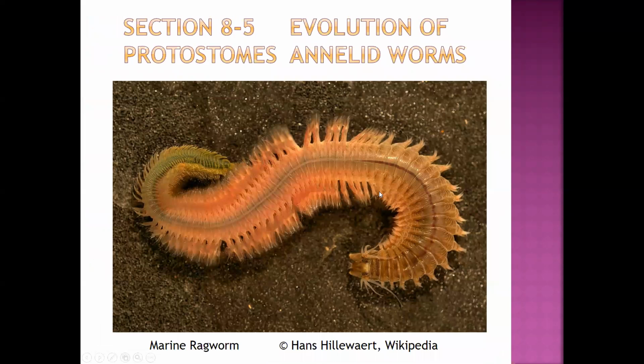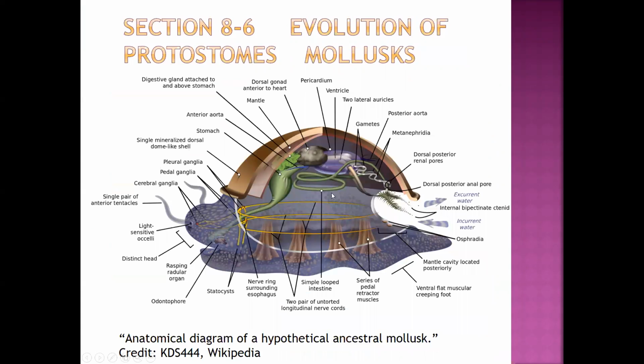Then we'll focus on three of the major classes of invertebrates. First, the annelid worms, and then the mollusks, and this is the hypothetical ancestral mollusk.